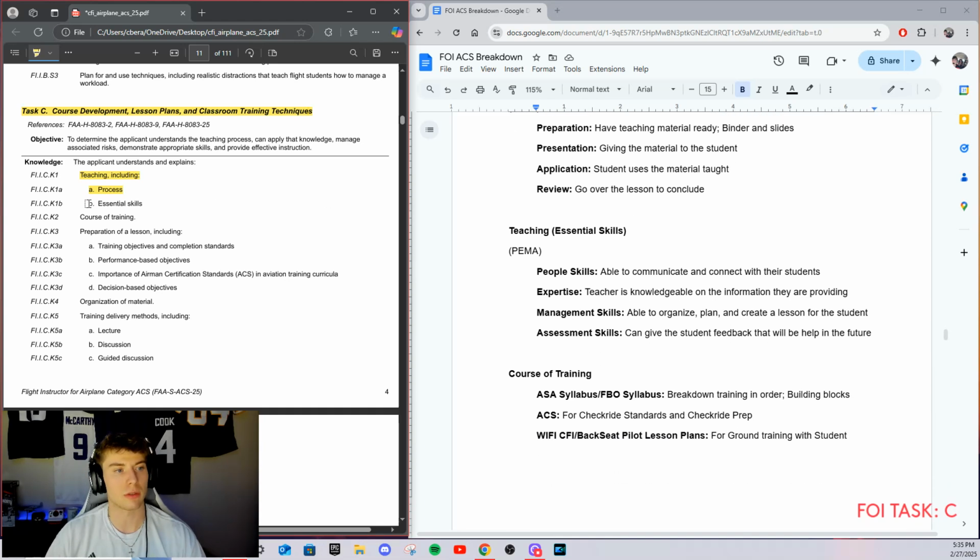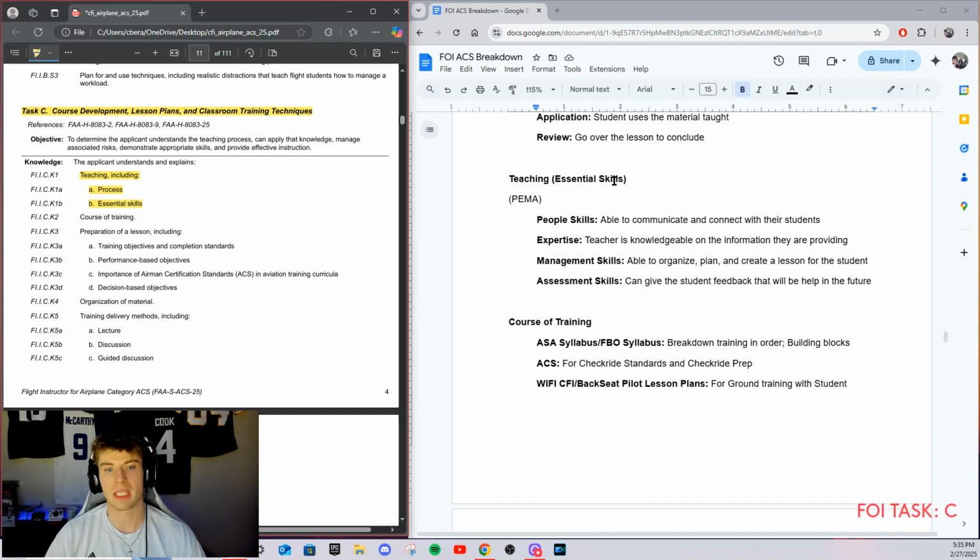And then essential skills. This is PIMA. So if you're going to be a good teacher, you have to have these essential skills, is what this one is going over. So people skills, you have to be able to communicate with other people, connect with your student. If you're not very good at communicating with people, it just takes time, takes practice, but that's a big deal. You have to be able to connect with your student. That way they can learn from you. And when you teach them something, it's relatable, it makes sense to them, and you're able to convey that information that you know so it makes sense, or they're just not going to be able to learn.